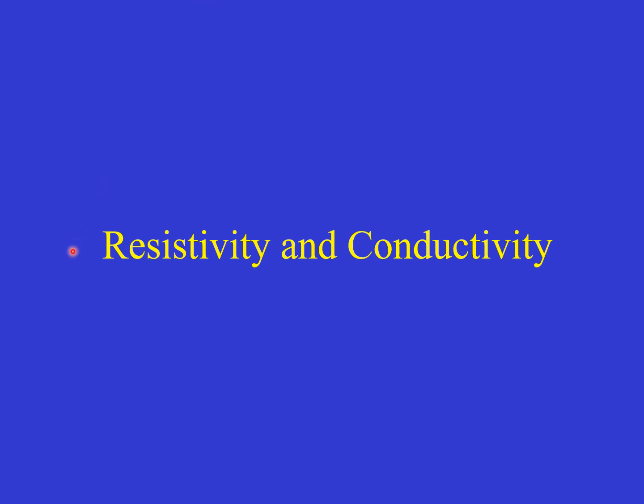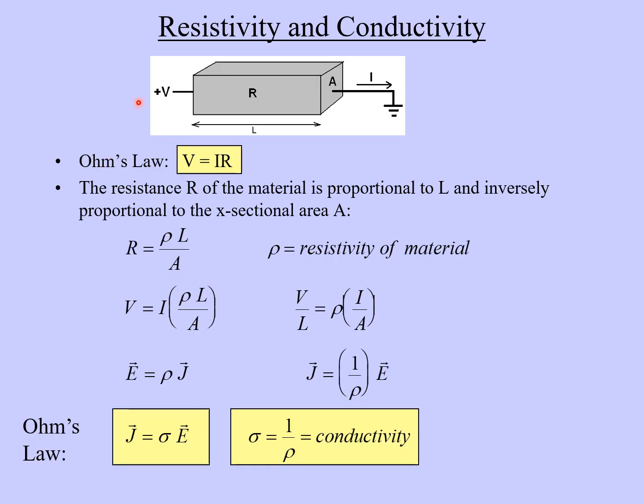Let's now take a look at resistivity and conductivity. Resistivity and conductivity have to do with the material properties of the semiconductor. This is something else you learned back in one of your physics classes, where you studied basic electrical properties of materials. If you have a block of some sort of conductive material, it could be a metal, it could be a semiconductor. We're obviously going to be working with semiconductors.